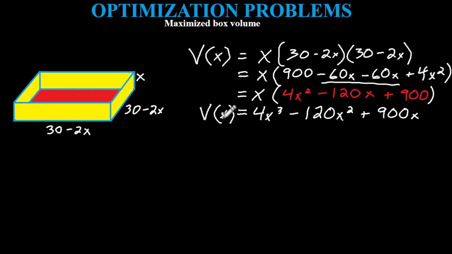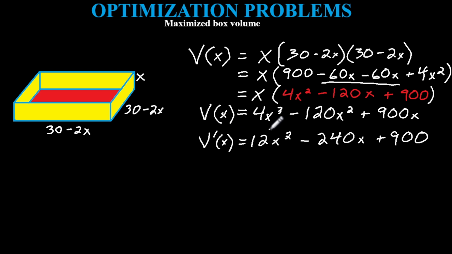And since we're doing a maximizing problem, it's a max-min problem, we're going to find V prime of x, taking the derivative of this equation. So using the power rule multiple times, I get 12x squared minus 240x plus 900.